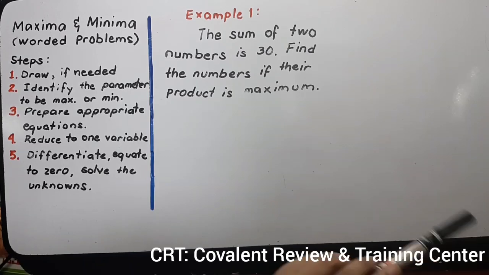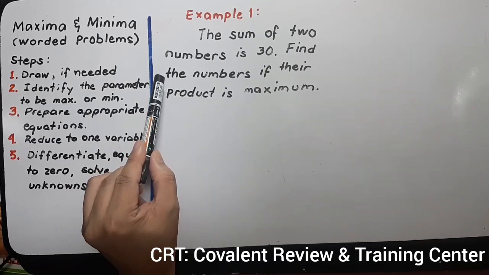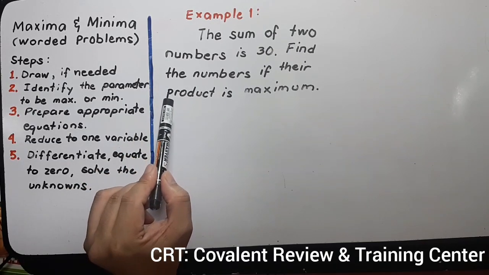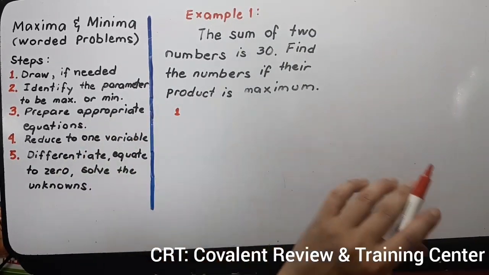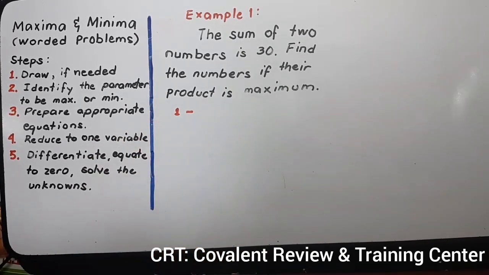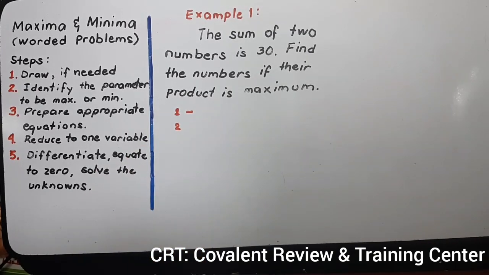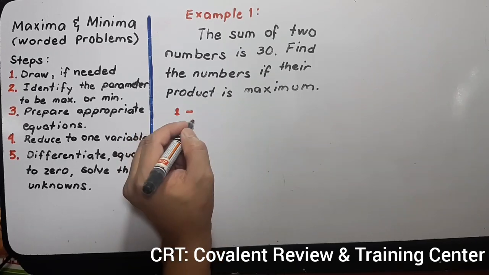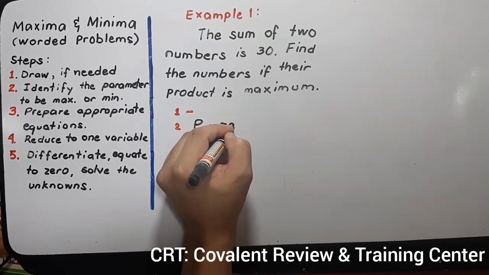Example number 1. The sum of two numbers is 30. Find the numbers if their product is maximum. So for our step 1, no need to provide a drawing for this problem, so we will skip step number 1. For step number 2, identify the parameter to be maximized or minimized. In this case, the parameter is the product, and this product is to be maximized.